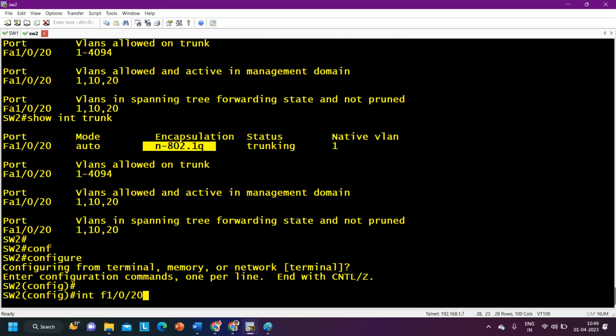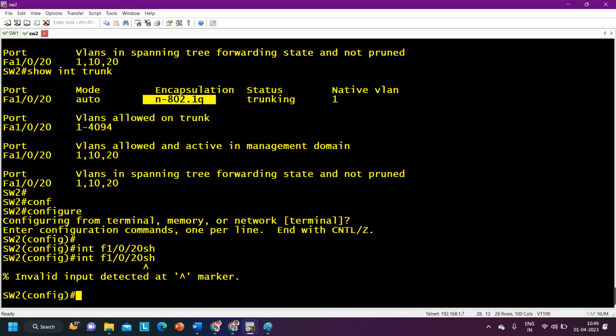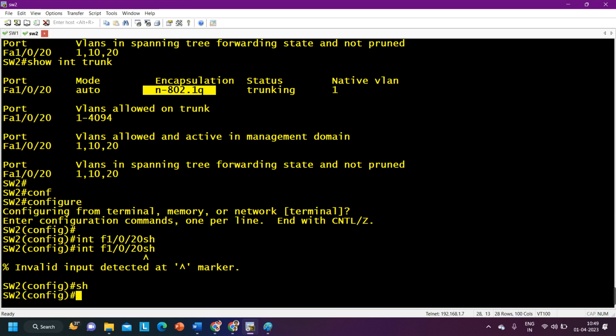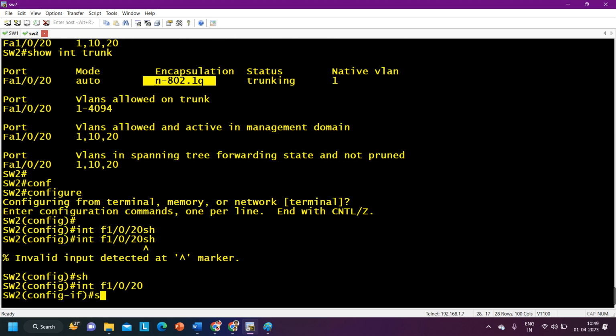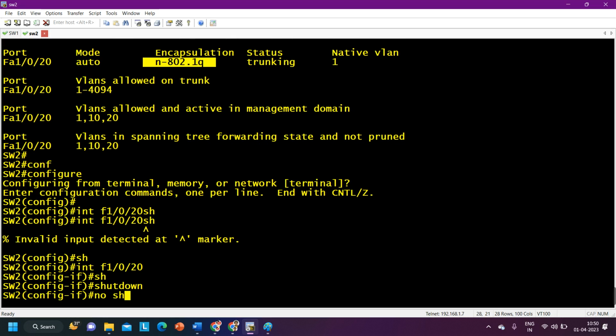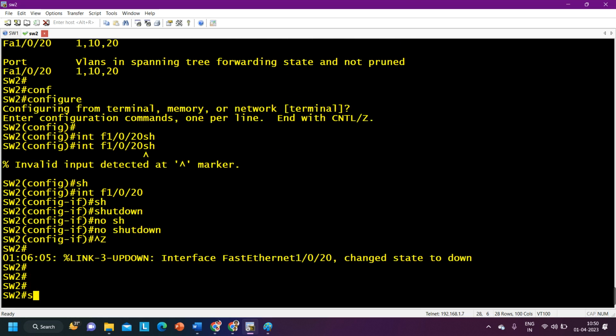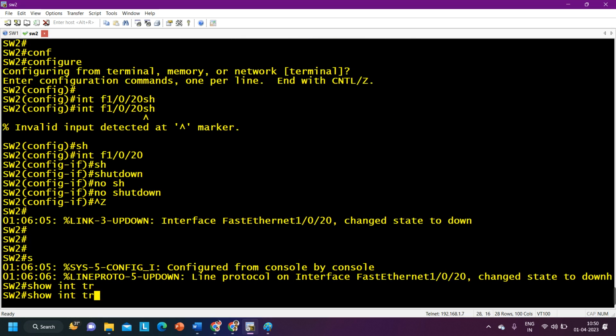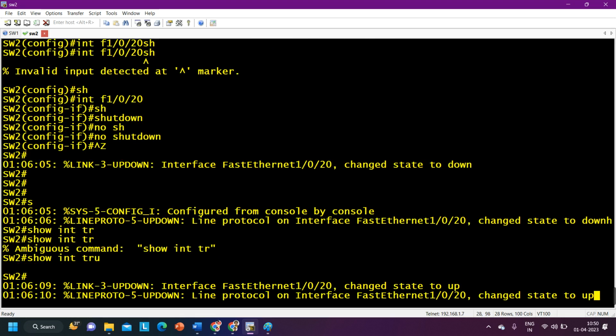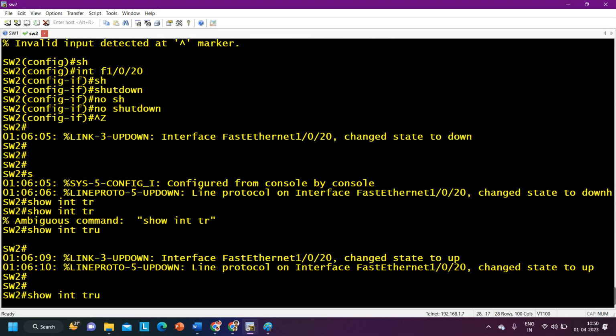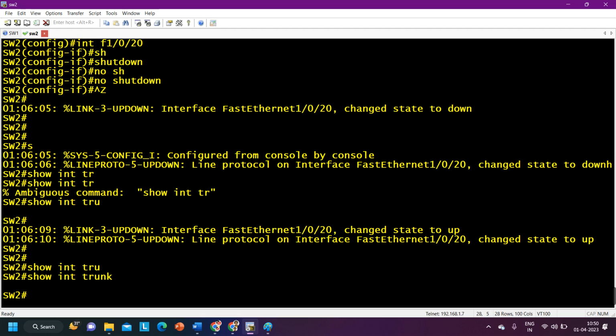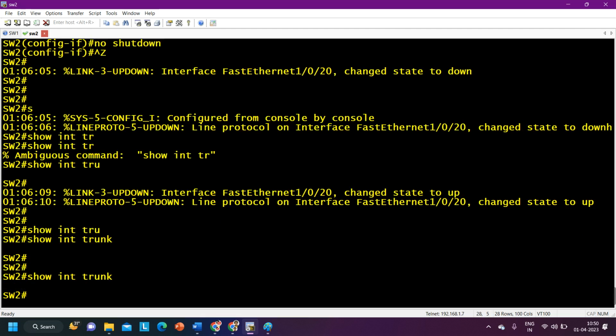Interface f1/0/20, say shutdown and say no shutdown. Shutdown and no shutdown. So show interface trunk, there is no trunk.